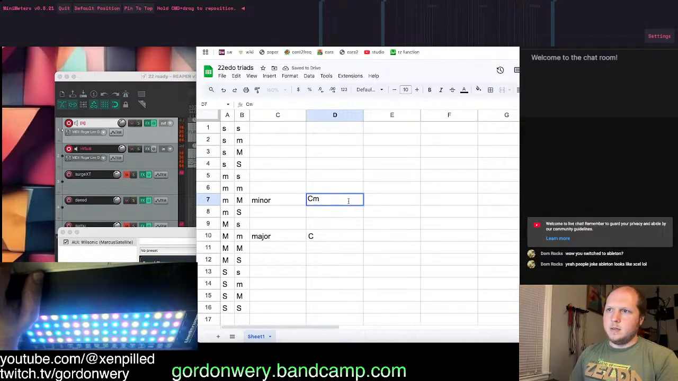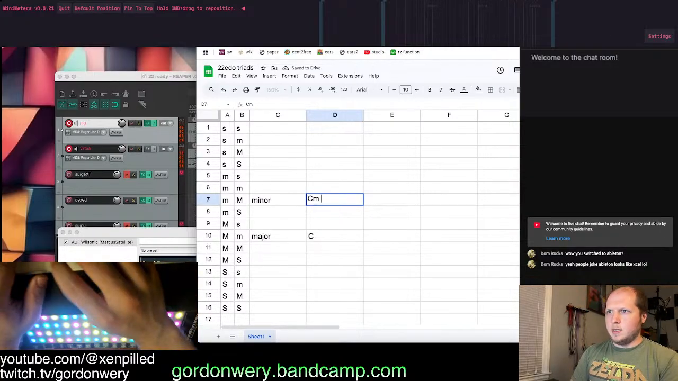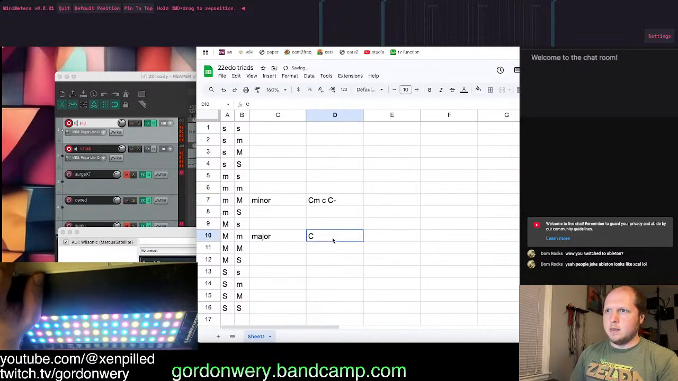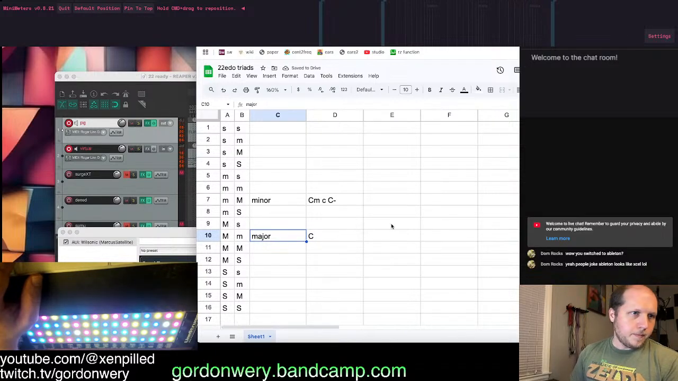I'm going to do mostly capitals, but it could be C, little m, it could be little c, it could be C minus. Let's put a few of those there.